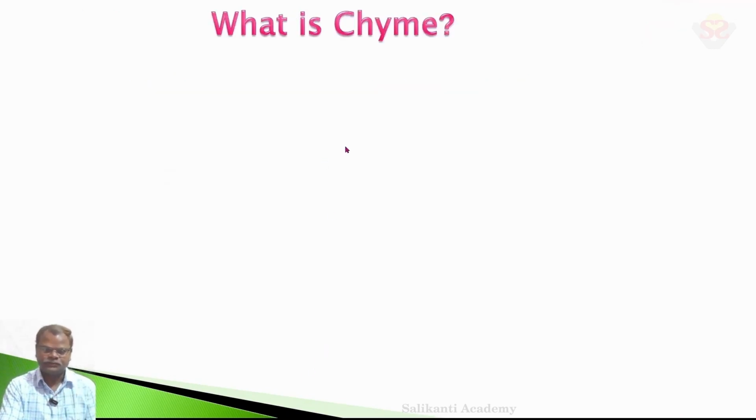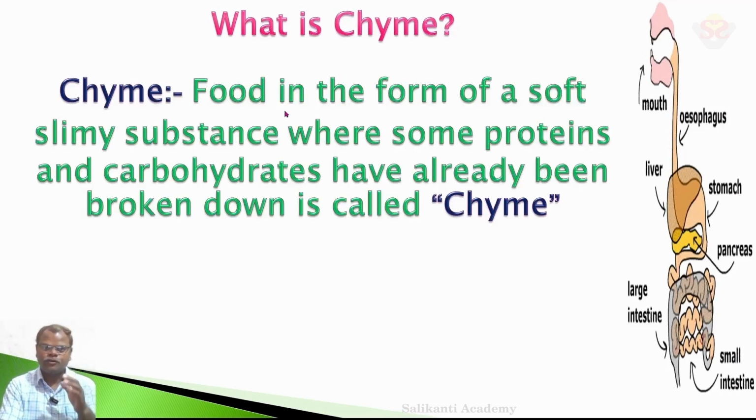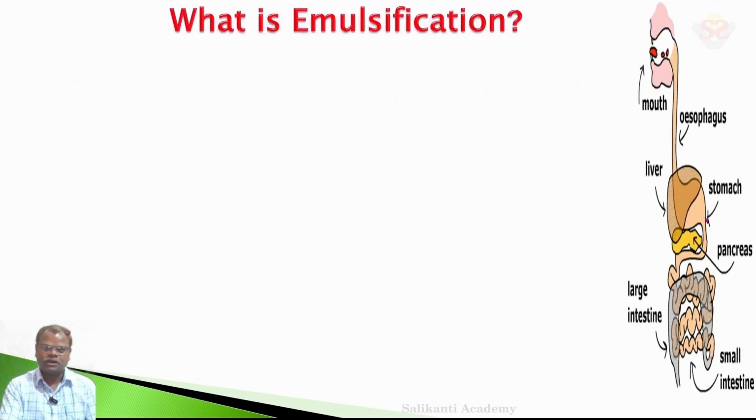What is chyme? Children, remember these names: bolus and chyme. Bolus is formed in the buccal cavity. Chyme is formed in the stomach. What is chyme? Now we are going to learn. Chyme is food in the form of a soft, slimy substance where some proteins and carbohydrates have already been broken down. This process occurs in the stomach.